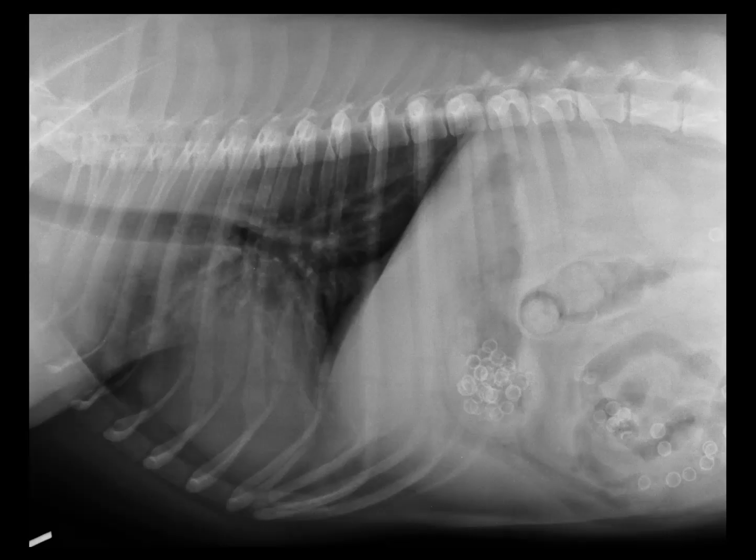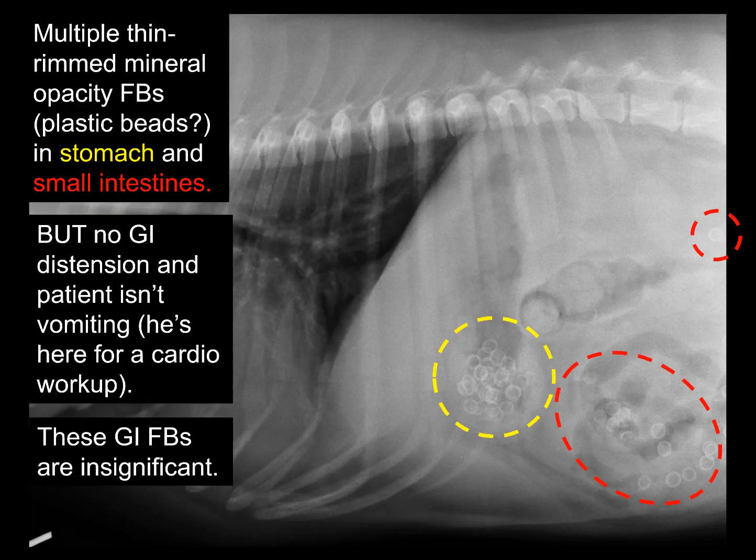So this is a dog who was actually here for a cardio workup, and we saw a lot of mineral opacity, thin-rimmed beads in the stomach and intestines. This dog had no clinical signs for GI disease, and there's no distension of any part of the GI tract. So this is incidental. At least at this point, there's no evidence that it's causing any problem.